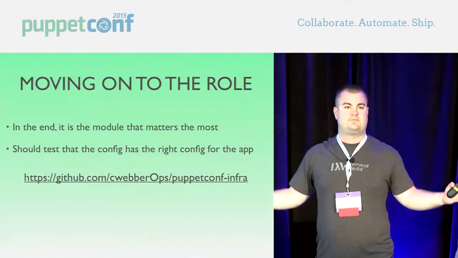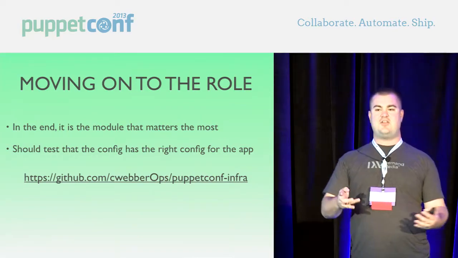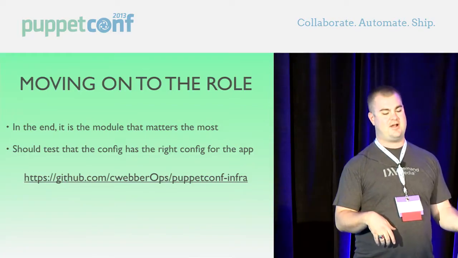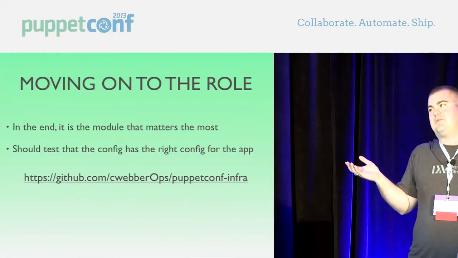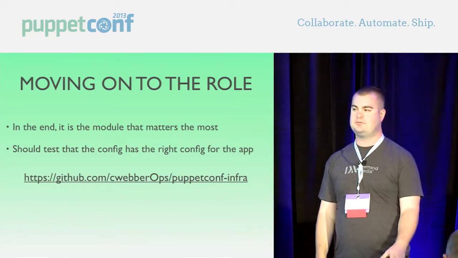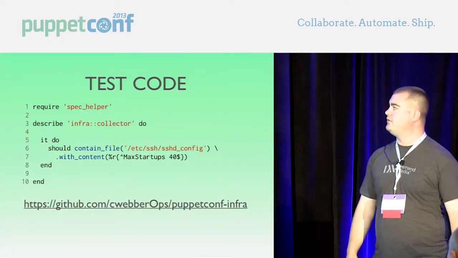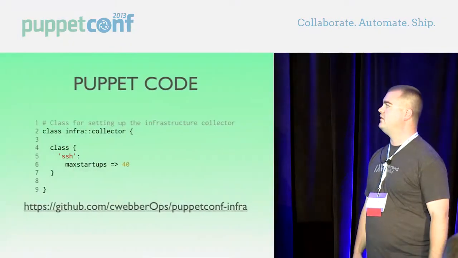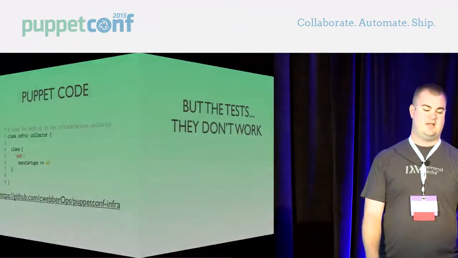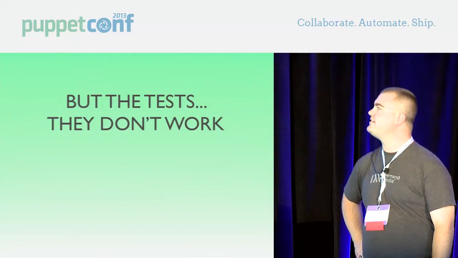So let's talk about the role, because the role is really where the magic happens. In my environment, you can have library modules, but the role module is what actually instantiates code on a box. It's what matters. It's the things that matter to the app. So I update my test code. Cool. I update my Puppet code. Hey, that works. And the tests don't work. This sucks. I'm really tired of this.